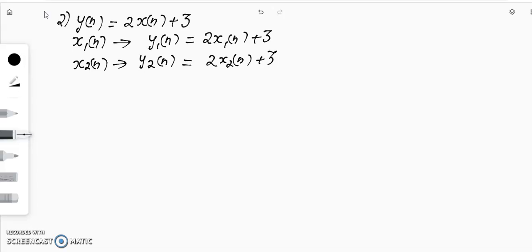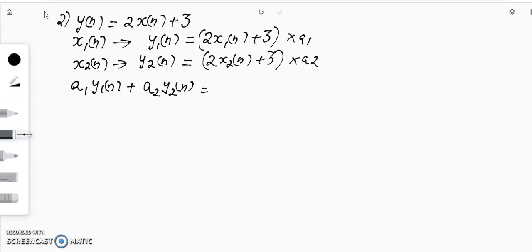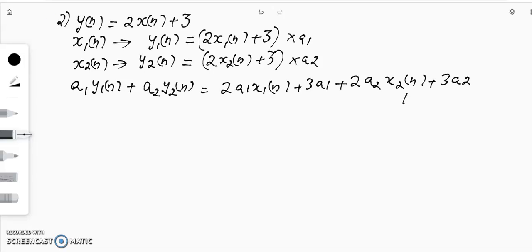Now the weighted sum is, you have to multiply y1 with a1, that is a1 y1 of n. You have to multiply y2 with a2, so this is a2 y2 of n. And that will be equal to, you are multiplying this with a1, then multiplying this with a2, so what you will get is 2a1x1n plus 3a1 plus 2a2x2n plus 3a2. Okay, so that is the first equation, which is the weighted sum of your output.